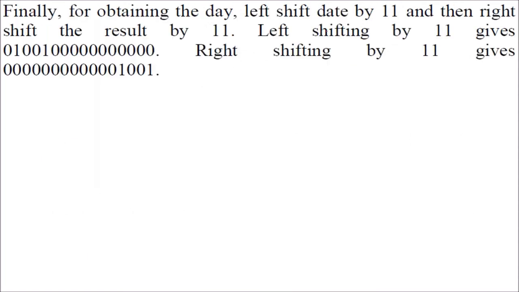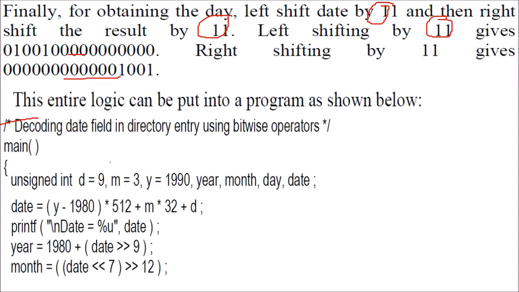Then for obtaining the day, we left shift the date by 11, then we right shift the result by 11. Left shifting by 11, as you see in the diagram, gives you this content. And right shifting by 11 gives you this bit stream. And the entire logic can be seen like this.